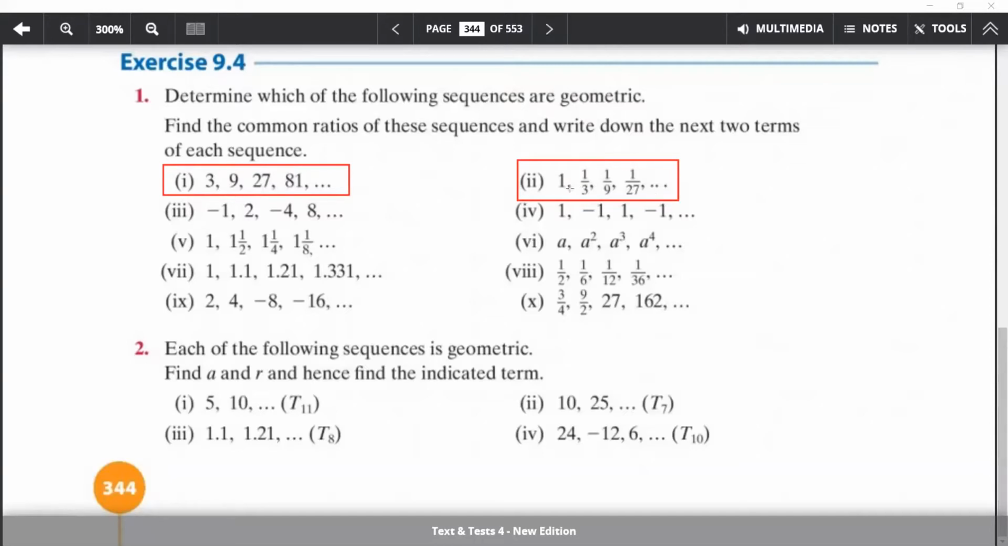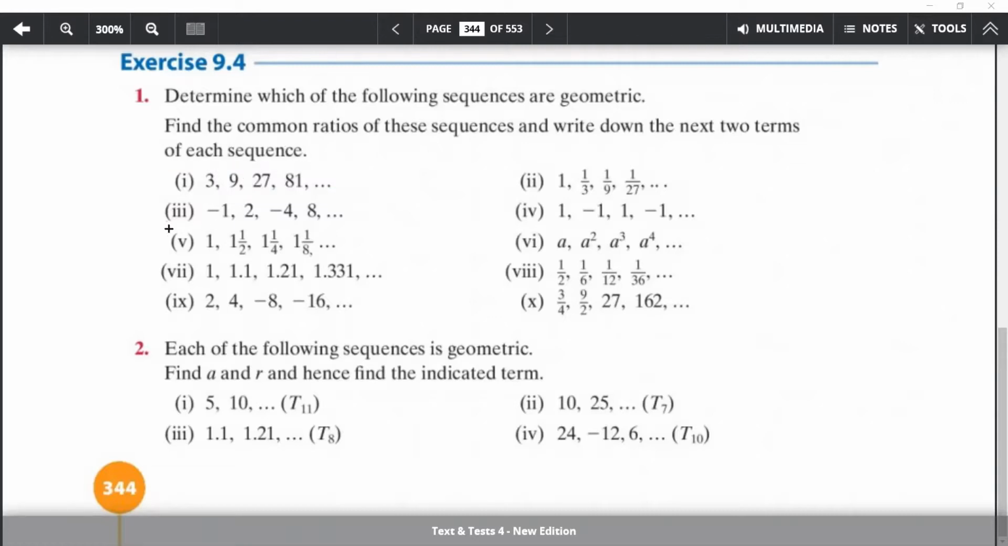The way you'll establish that a series is geometric in general is to take one term, 27, divided by the previous term, 9, you get 3. That's called the common ratio. And you should find if you divide 9 by 3, any other two adjacent terms, you should also get the same common ratio. So this question says, determine which of the following sequences are geometric.